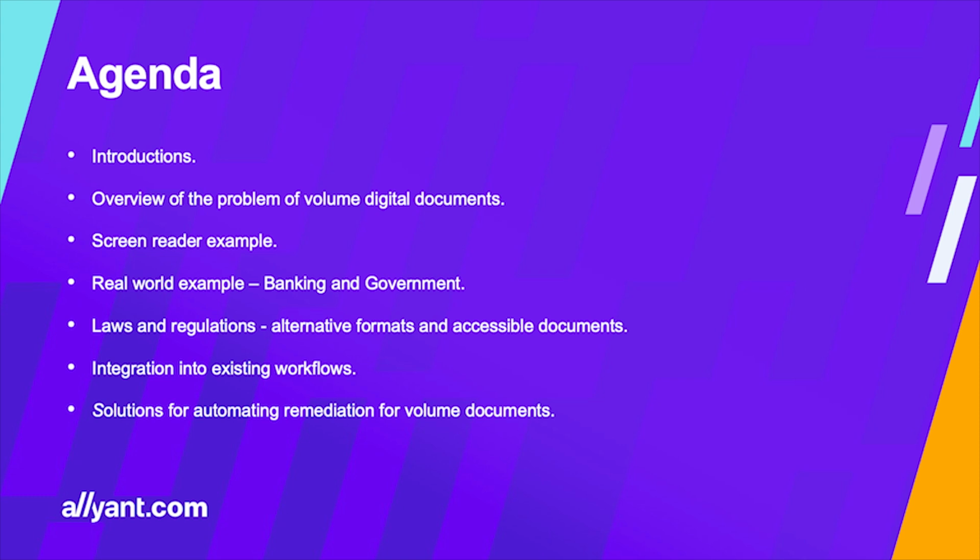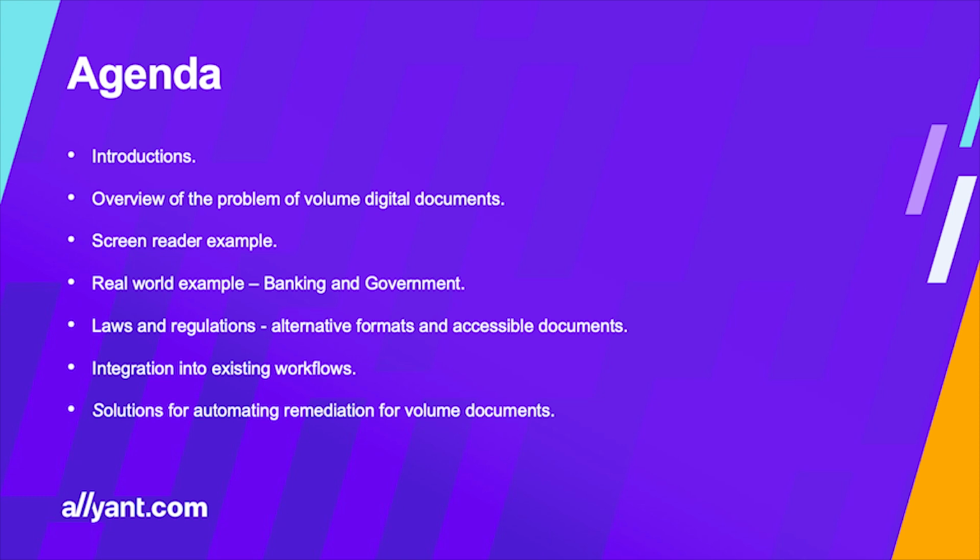So after we talk about digital documents and how they're generated, we're going to then go into a screen reader example. I have an excellent example of using a screen reader to process an invoice type or statement type document, and it really kind of shows what this really looks like in the real world to somebody using assistive technology. I then have some examples in both banking and government of how automation solutions can be built and developed to solve the problem. Talk briefly about some of the laws and regulations, alternative formats, and accessible documents.